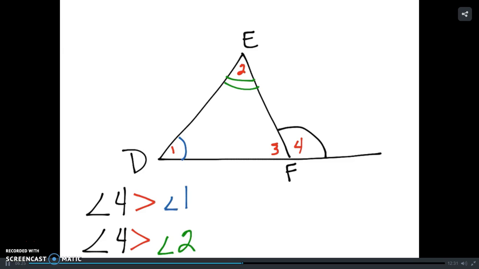You can't write an inequality about angles 3 and 4 unless you actually know the measurements of those two angles. So right now the only thing we can say is angle 4 is greater than angle 1, and angle 4 is greater than angle 2.